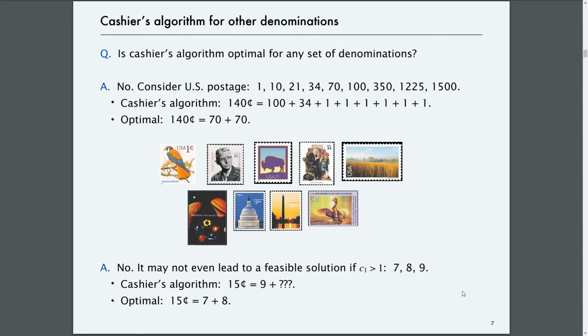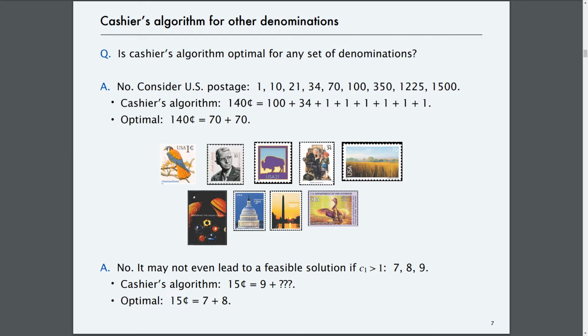But is the cashier's algorithm optimal for any set of denominations? And the answer to that is no. So let's look at US postage. We have these really strange values. So we have 1, 10, 21, 34, and then some more. Yeah, 70, 100. That's all we need. And we're gonna apply the cashier's algorithm to 140 cents.